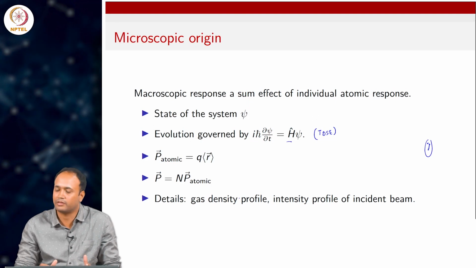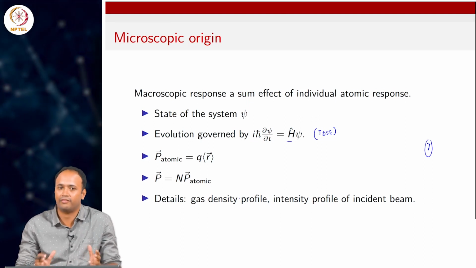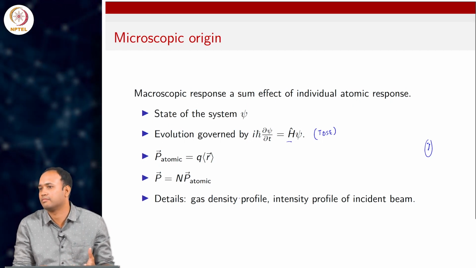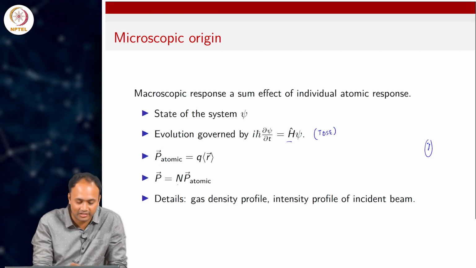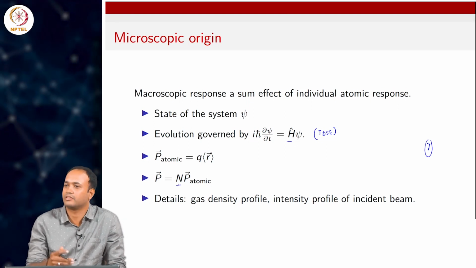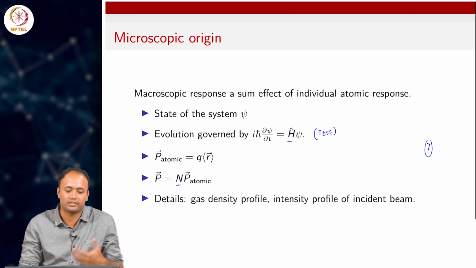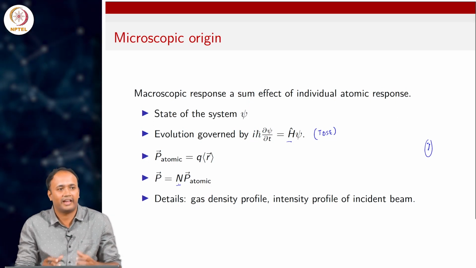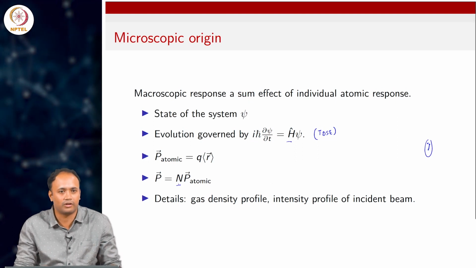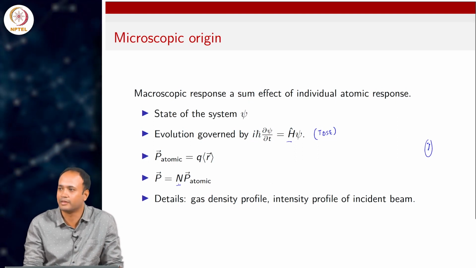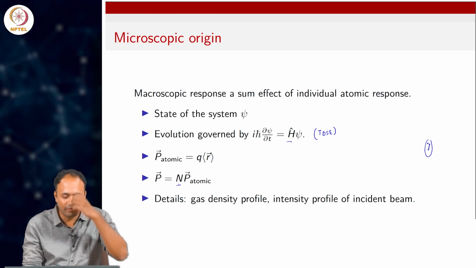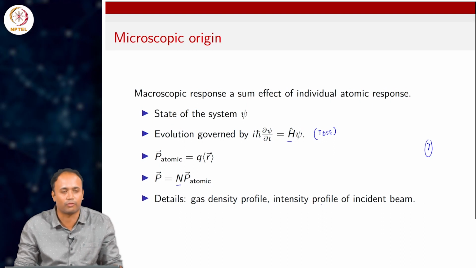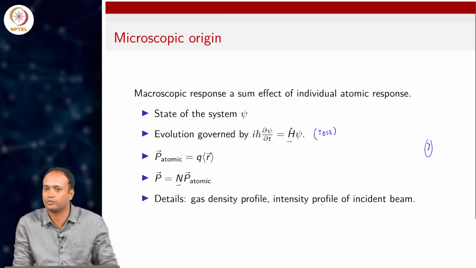But now in a real system I don't have a single atom, but I have a collection of atoms. So therefore I need to multiply by the number density. If I have 10 particles I will multiply this response by 10. If I have 100 particles I multiply by 100, right? If I take a gas and it has 1,000,000 particles, then I would multiply it by 1,000,000, in the simplistic way. Now a more general way would be to exactly consider the gas density profile or the intensity profile of the incident beam and do various kinds of averaging.